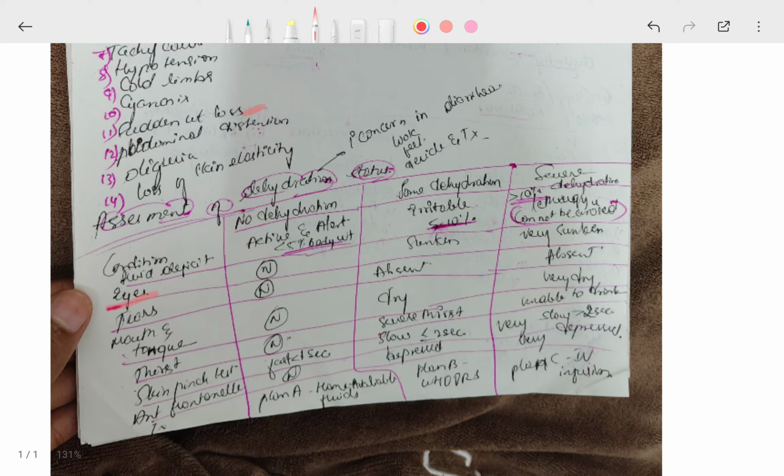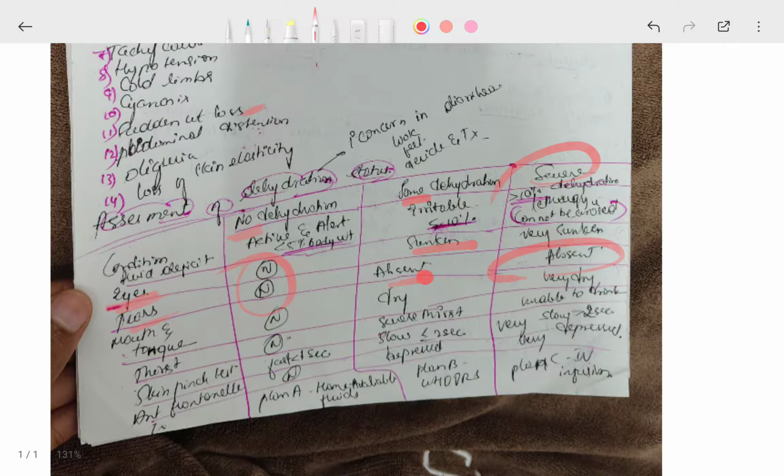Coming to the eyes and tears, eyes and tears will be normal in no dehydration, whereas in some dehydration eyes will be sunken and tears will be absent, whereas in severe dehydration tears will also be absent and eyes will be very much sunken. Now coming to the mouth and tongue, they will be normal in no dehydration, dry in some dehydration, and very dry in severe dehydration. Thirst will be normal in no dehydration, whereas in some dehydration there will be severe thirst, whereas in severe dehydration they can't feel anything, so they are unable to drink, so they won't be thirsty here. This is an important point you need to remember.